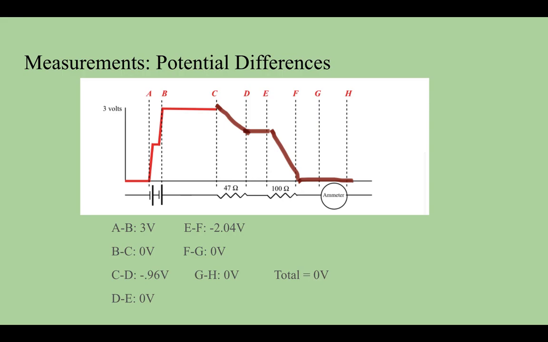As you can see, it increases from A to B. It does not change from B to C. It decreases by about -1 volt from C to D. It does not change from D to E. From E to F, it changes by about -2 volts. And then it's steady at 0 from F to G and G to H. So as we can see, 3 minus 0.96 minus 2.04 is equal to 0. So the total around the entire loop was 0, which is what we were expecting because of the loop rule.